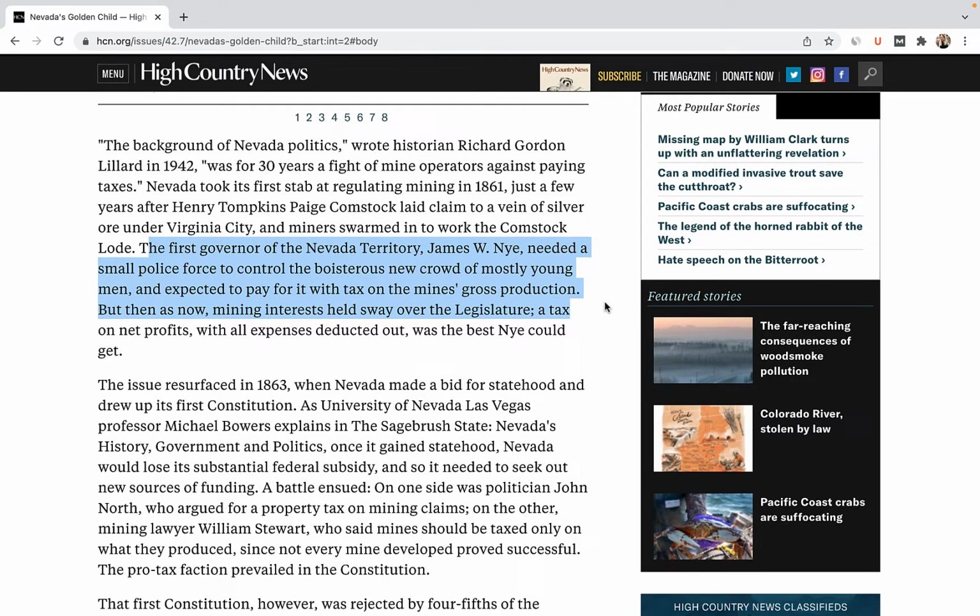Hundreds of young men were swarming to the state in order to make it rich, and the governor needed a way to fund a small police force. He wanted to pay for it with a tax on the mine's gross production, but the best he could get was a tax on net profits.